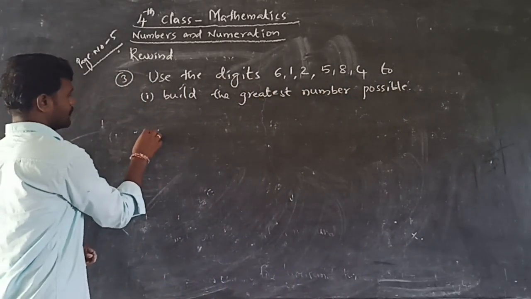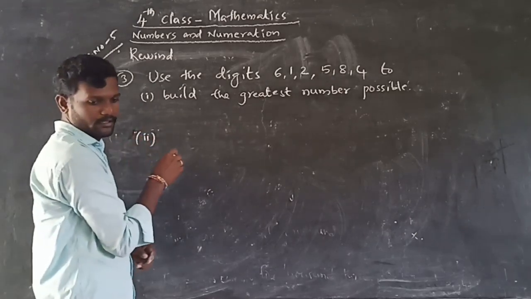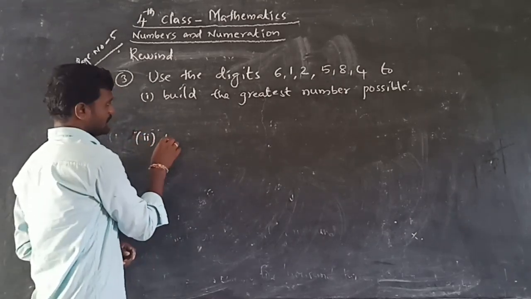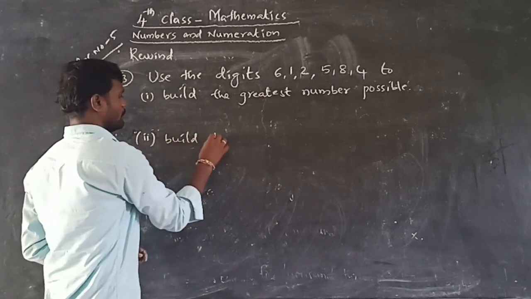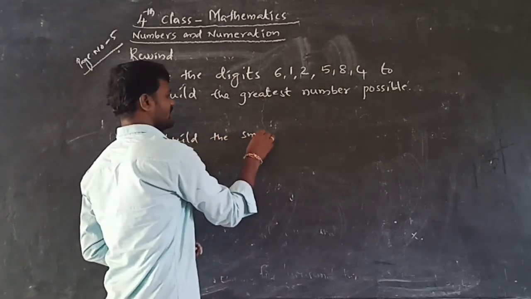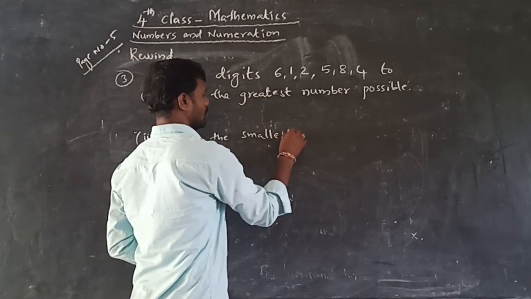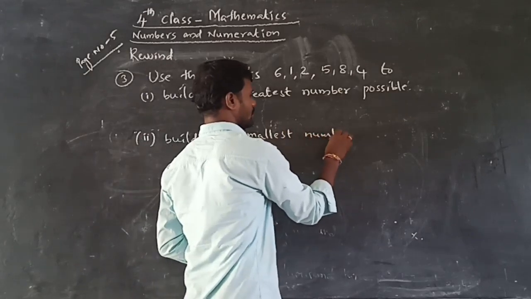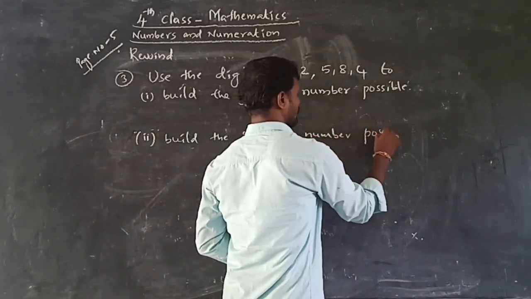And in this second one, what is the second one? Build the smallest number possible.